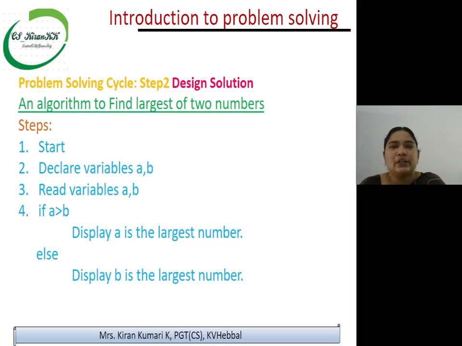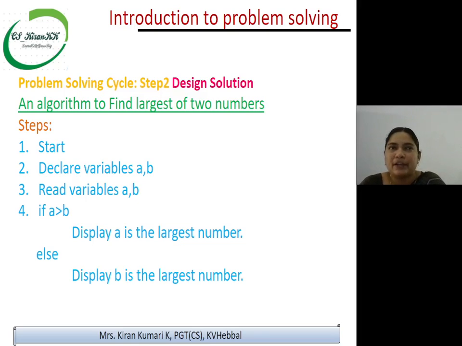So declare variables a comma b. It can be x comma y, it can be num1, num2, it can be any variables. You need two variables, and after declaring them, we have to provide values to them. Once you have declared some x, but what is the value of x? Without knowing the value of x, how do you compare these two values and find out which is largest? So you have to read variables a and b.